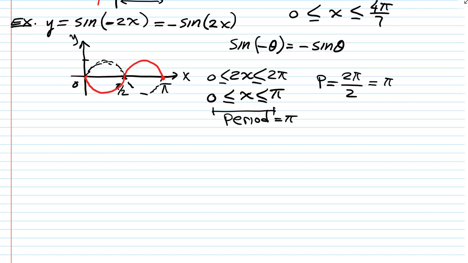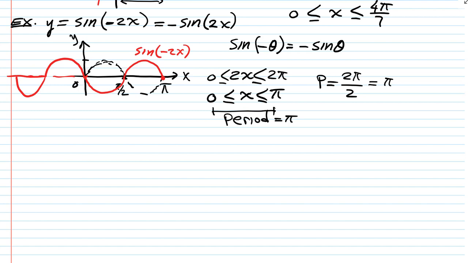Now, the other way we could have done this is using reflection about... Oh, and by the way, let me show you another cycle of this for what I'm about to talk about. This would be the other part, right? If I continue the wave. Now I can talk about the reflection about the y-axis. So this is it. We're done with this graph.